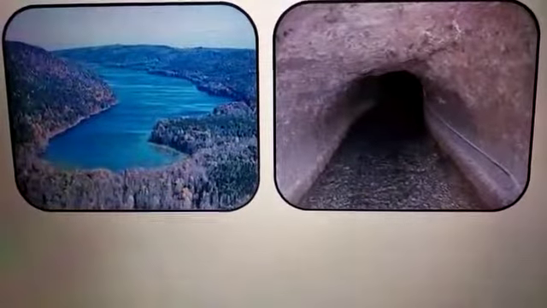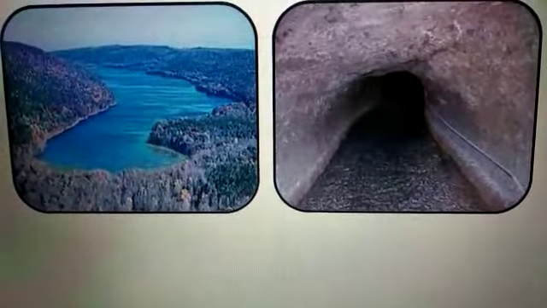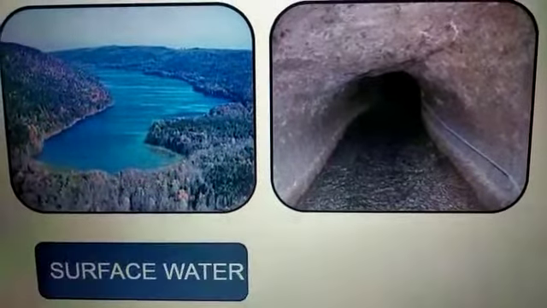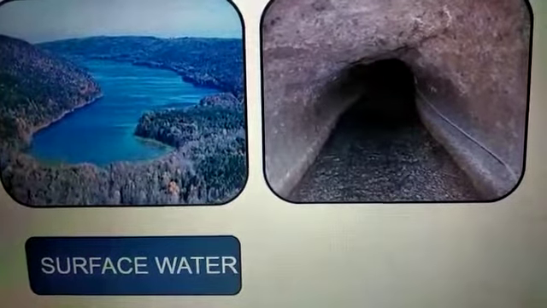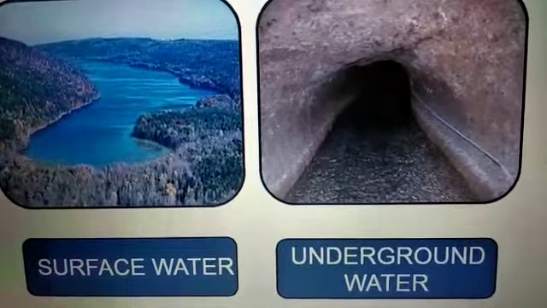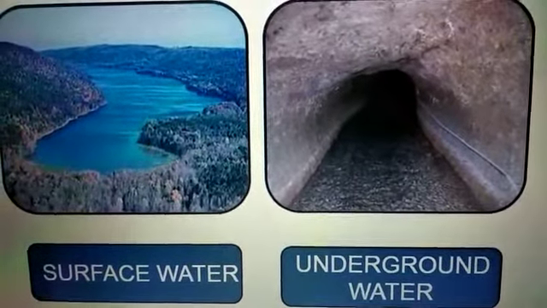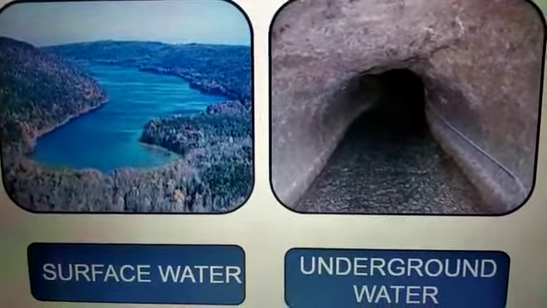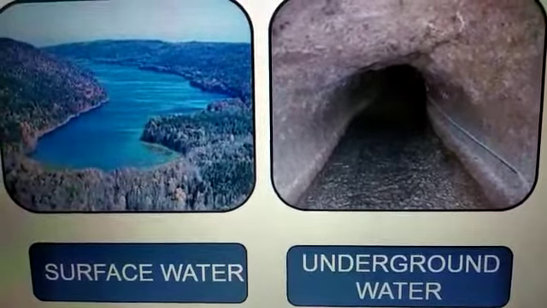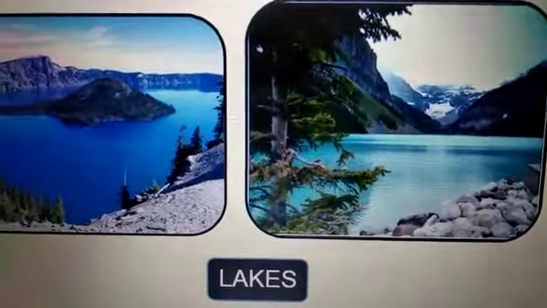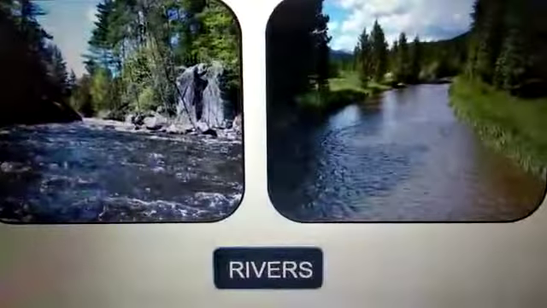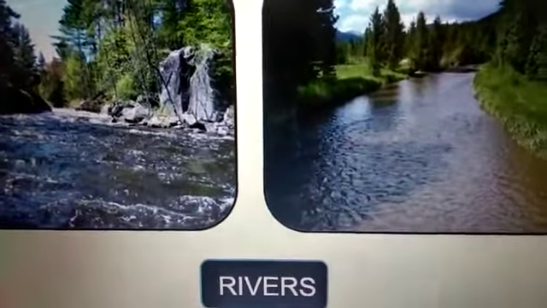Water is found in 2 forms. The 2 forms of rainwater are the surface water, water that collects on the surface of the earth, and the underground water, water that seeps inside the earth and gets collected under the ground. Where can we see the surface water? We can see water in many places, like lakes, ponds, seas, oceans, and rivers. These are called surface water bodies.